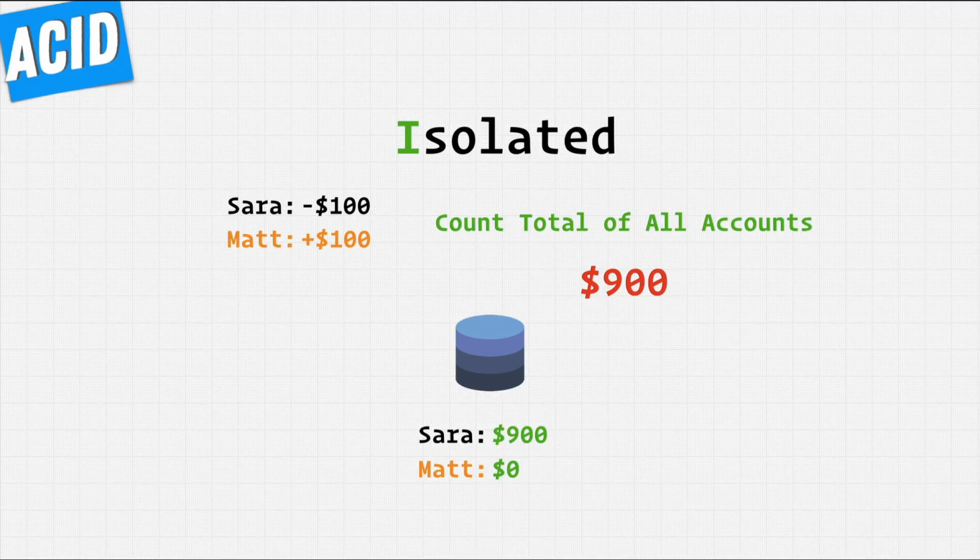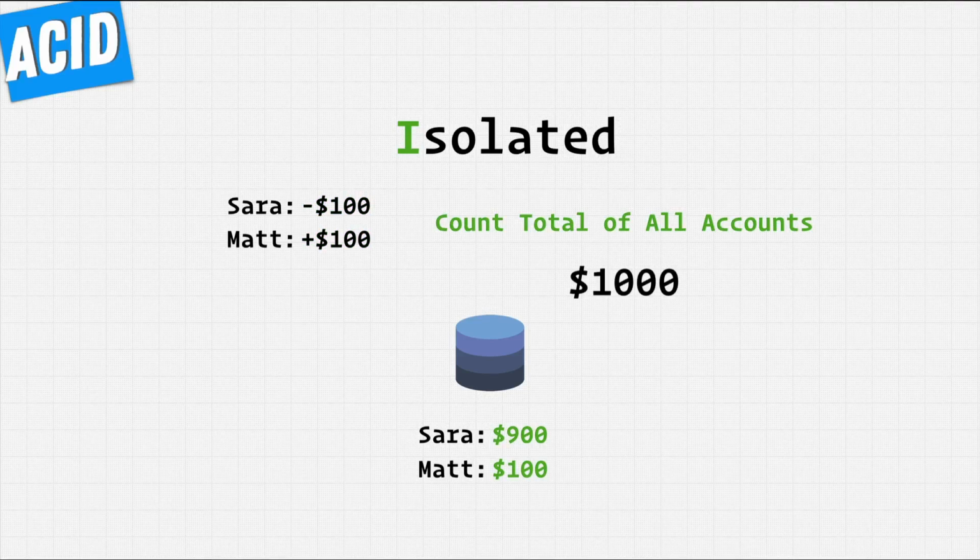In order for it to be considered isolated, the count total of all accounts, regardless of when it runs alongside this transaction on the left, needs to count before the transaction happens, meaning that it will count when Sarah has $1,000 and Matt has 0, giving us the total of 1,000, or it has to happen after that transaction, meaning that Sarah's account gets updated to 900, Matt gets updated to 100, and then the count total runs, and it will see and add these values together, again yielding 1,000.